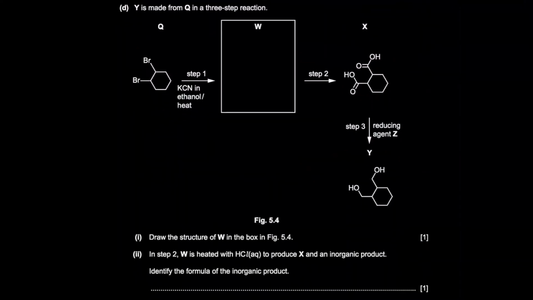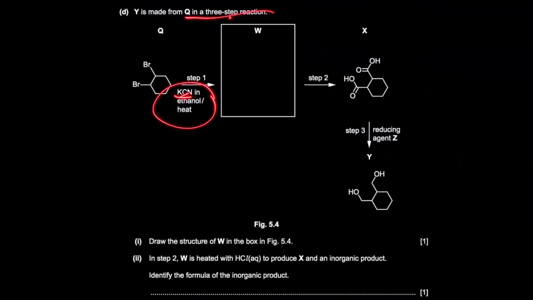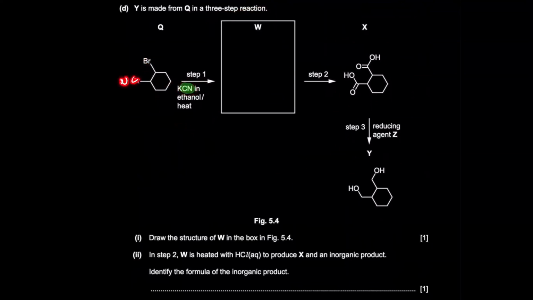Y is made from Q in a three-step reaction. The first reaction, you're using KCN and ethanol. KCN and ethanol is when you substitute a bromine with a cyanide, right? You get a nitrile, and that nitrile can then be converted to a carboxylic acid by hydrolysis. So the first step is nucleophilic substitution.